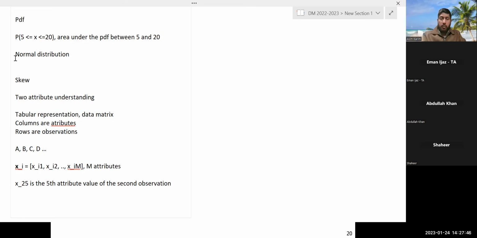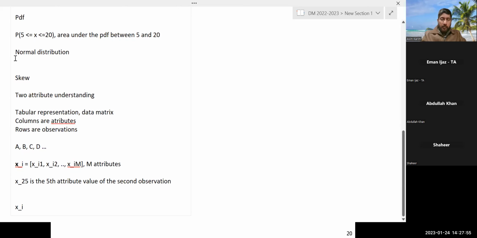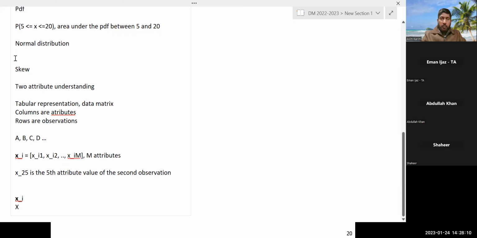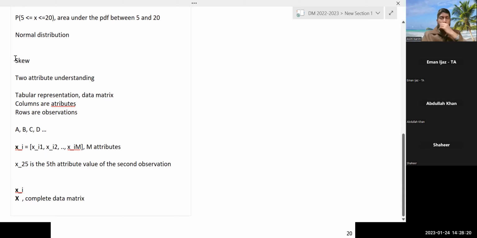Sometimes I will not write it in bold, but I think you will understand from the context that this is bold. So for example, x_i is an entire row, the ith row. And the whole data matrix would be the capital X, the complete data matrix.